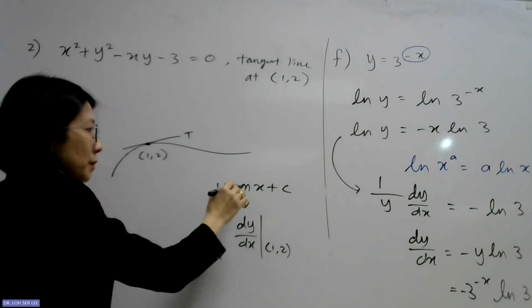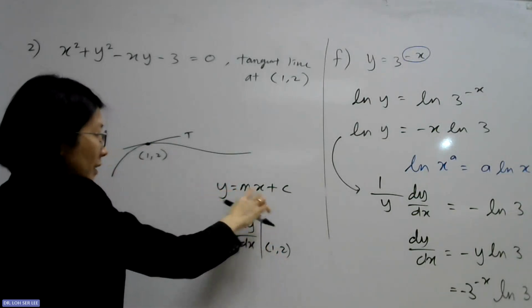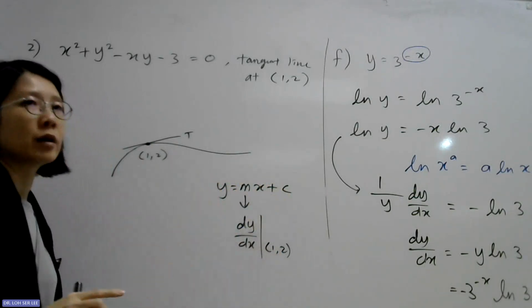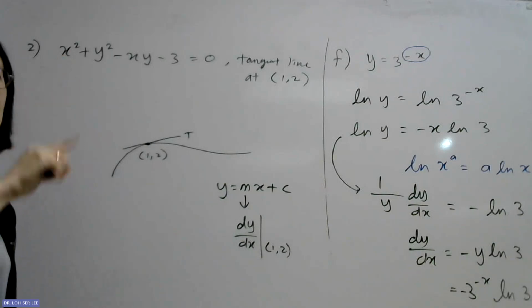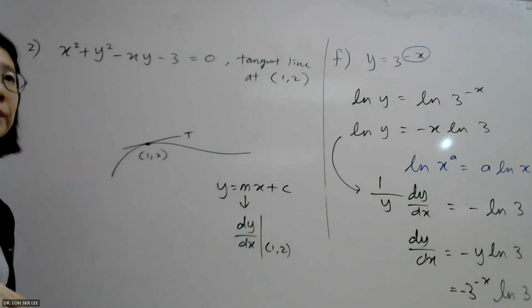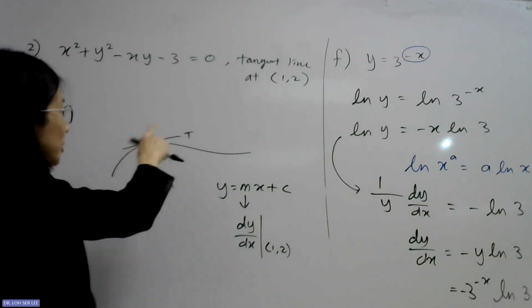Once you get the slope, you substitute this point into this x and y, get the value of c. Then you will get the tangent line. Okay, so this is the tangent line.